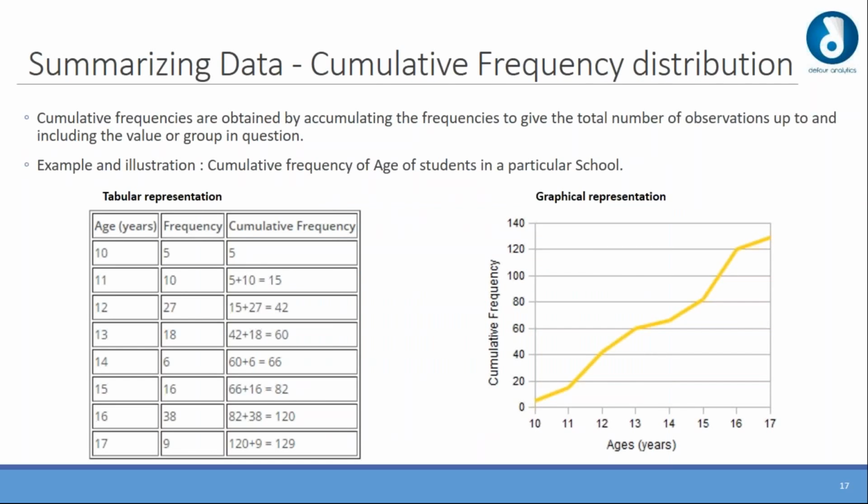Cumulative frequency distribution. Cumulative frequency distributions are obtained by accumulating the frequencies to give the total number of observations. To accumulate the frequency, we add the previous number to the current number, and we define one cumulative frequency chart. And if you plot this, then we get a line on an XY plot.